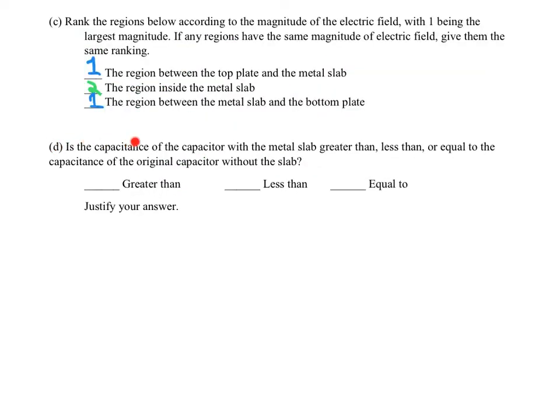Part D, is the capacitance of the capacitor with the metal slab greater than, less than, or equal to the capacitance of the original capacitor without the slab? So let's think about this. We have taken our one capacitor and essentially made it into two series capacitors, because the metal slab in the middle can just be considered to be a wire.